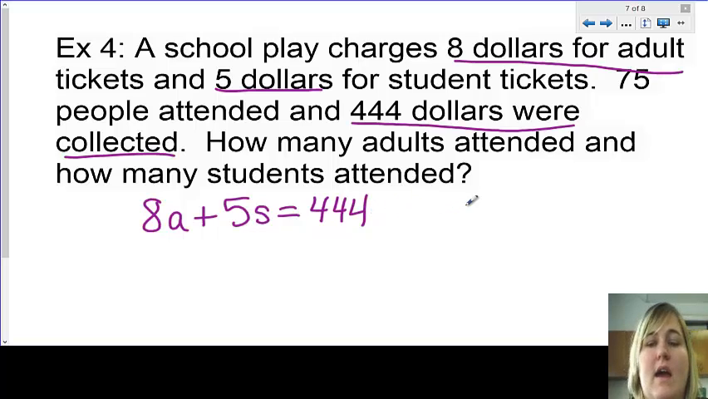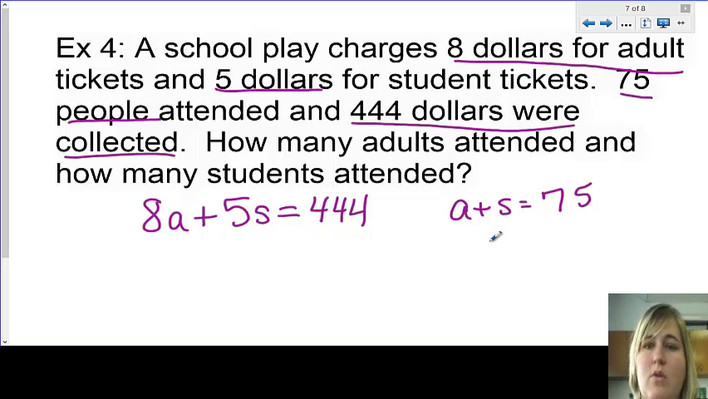Then I have that there were 75 people who attended. So if there were 75 people, some of them were students and some of them were adults, I know that the adults plus the students has to equal 75. So now I have my two equations, and I have two variables.